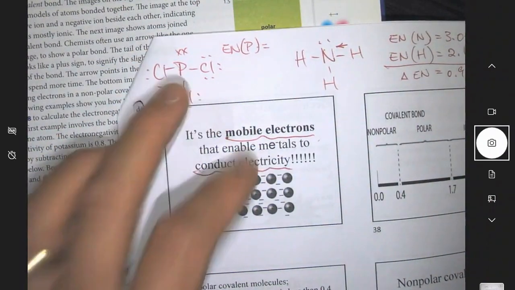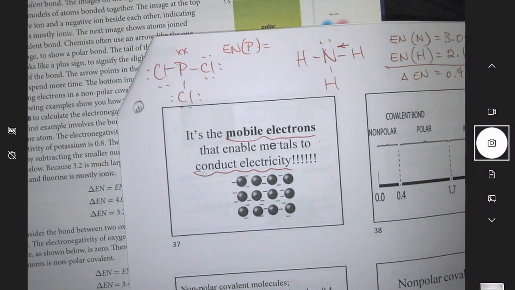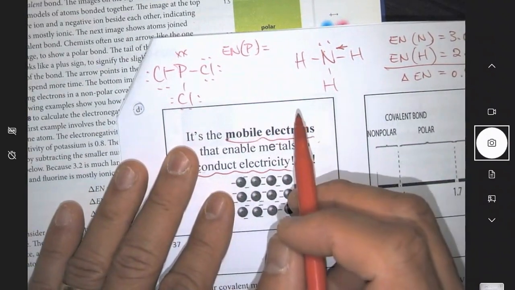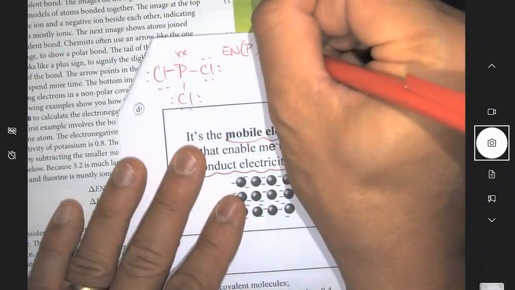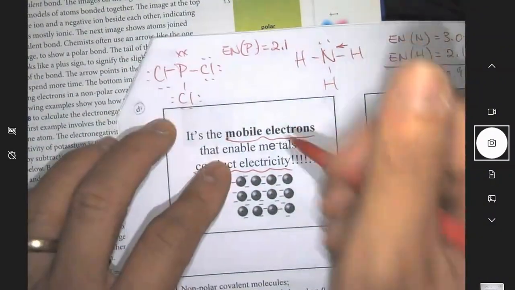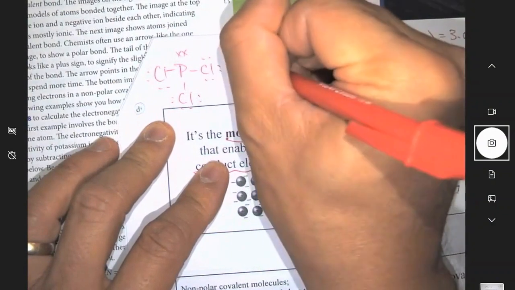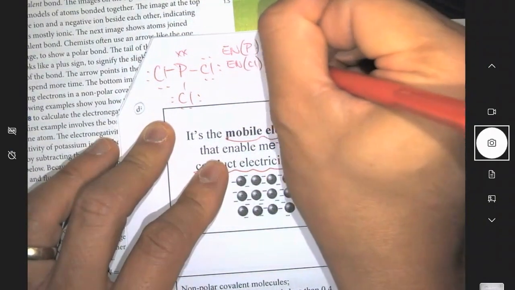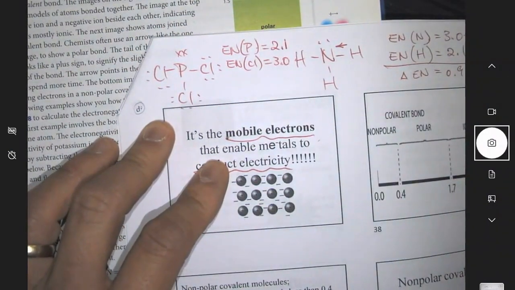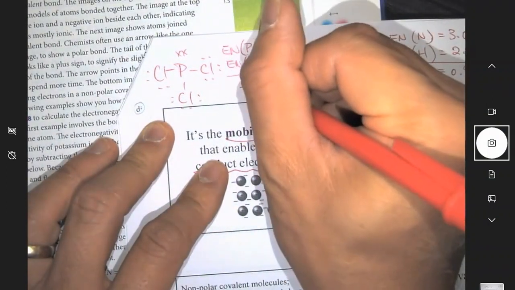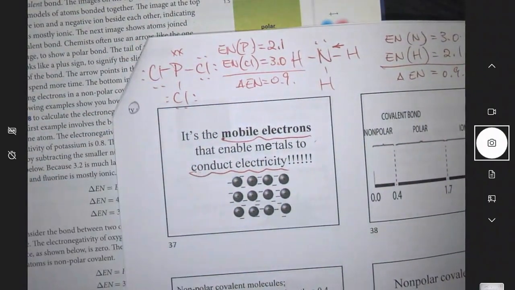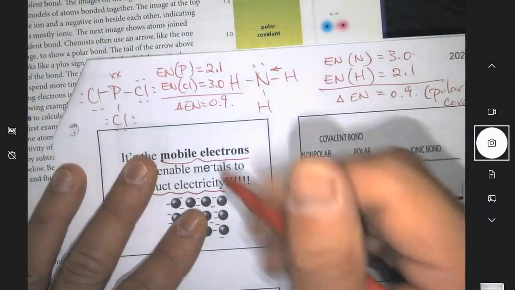Someone put up your hand before you speak. Yes, Sage. For phosphorus, electronegativity. 2.1, thank you. Chlorine? 3.0. So again, if you look at that, the difference between the electronegativity is 0.9. So again, it is also polar covalent.